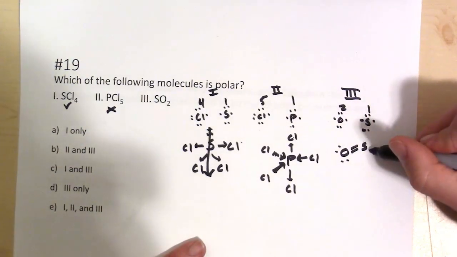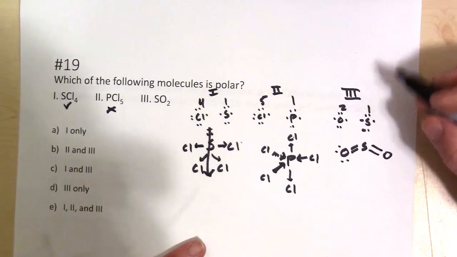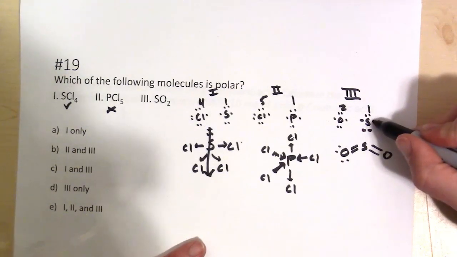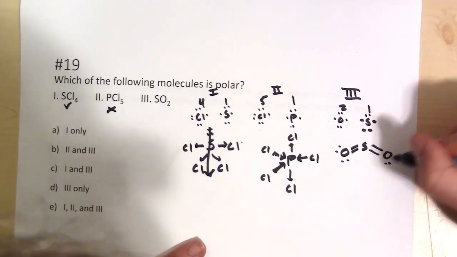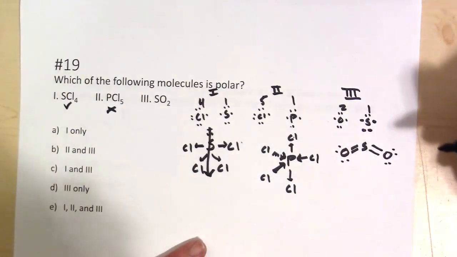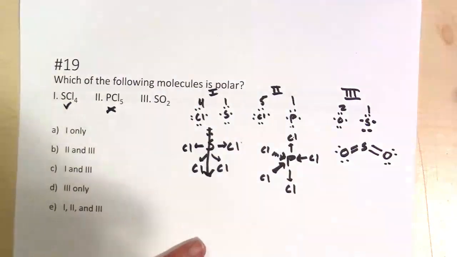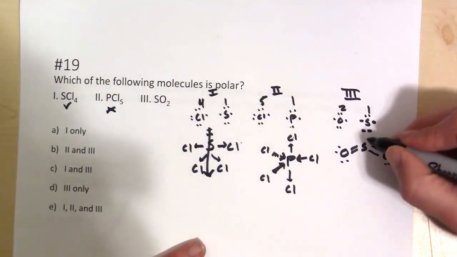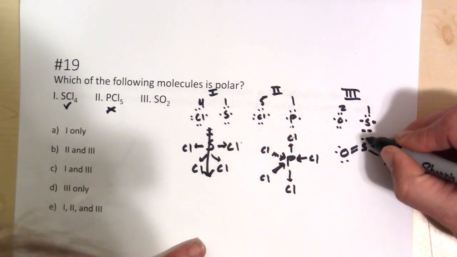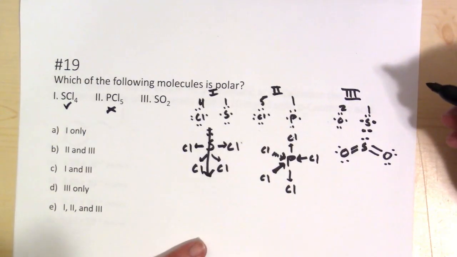So if we draw a second double bond to an oxygen, it uses 2 more of sulfur's electrons and leaves this oxygen with 2 lone pairs. So we've used 4 of sulfur's 6 electrons, so that leaves it with 2 electrons, meaning that it has 1 lone pair.